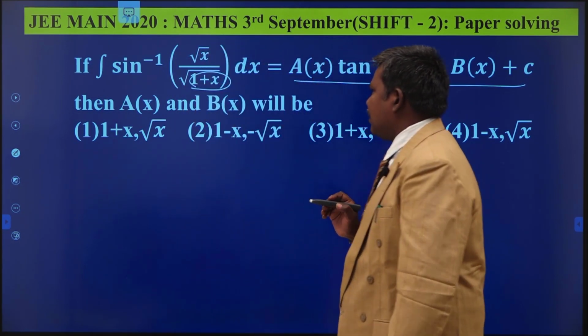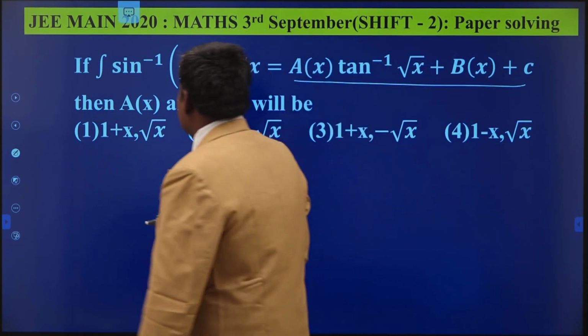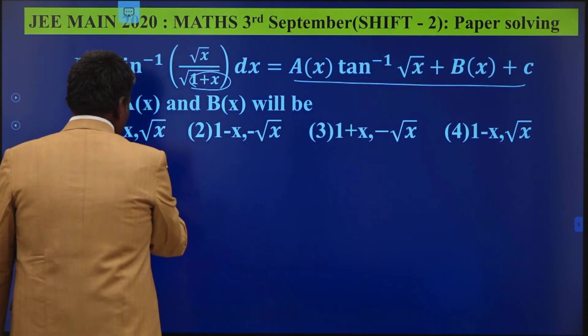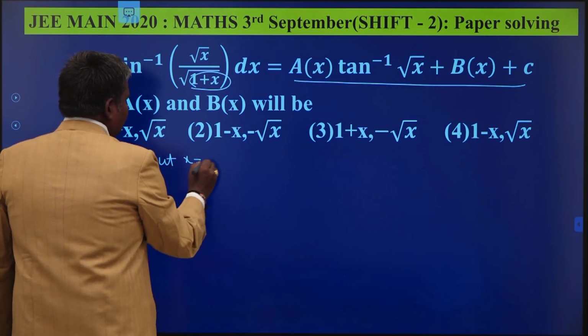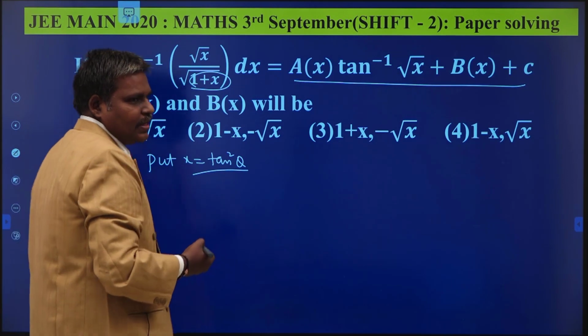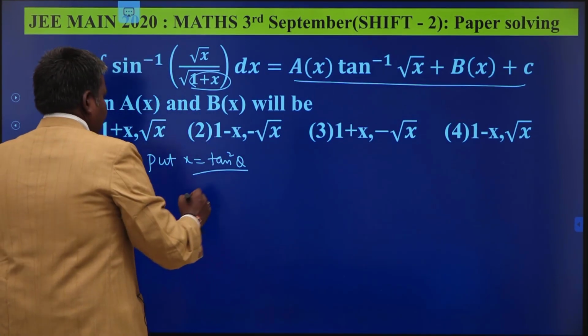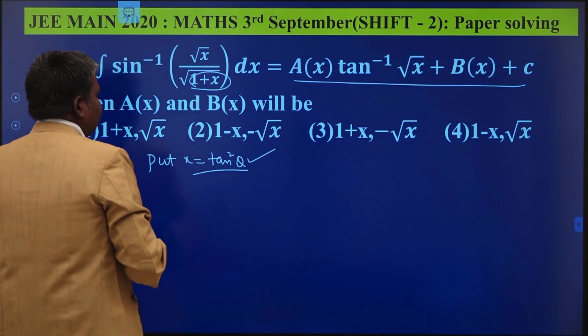To solve this problem, what should we take for x? I am going to take x is equal to tan square theta. Put x is equal to tan square theta. Why tan square theta? We know 1 plus tan square theta is equal to secant square theta. That is why I am going to take the substitution x is equal to tan square theta.